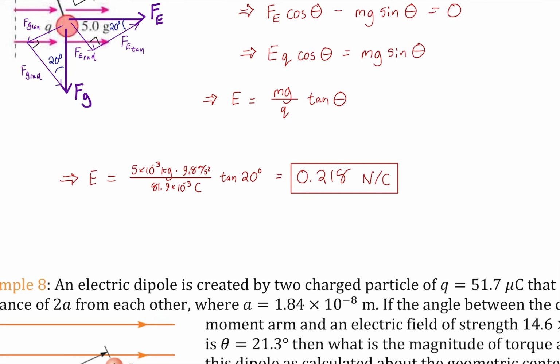Many of the other ones we saw were 100,000 million newtons per coulomb. This one is a fraction, right? It's 218 millinewtons per coulomb. That's because, of course, we're balancing with gravity, and the gravitational force is inherently so weak, which means we need a really, really minor field.